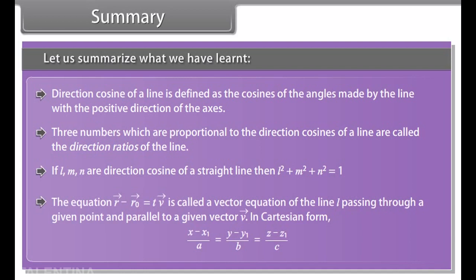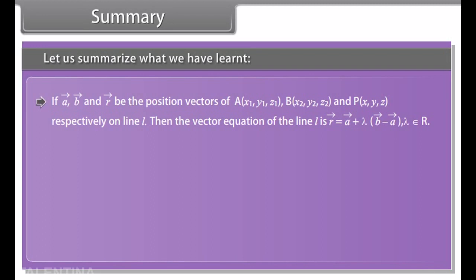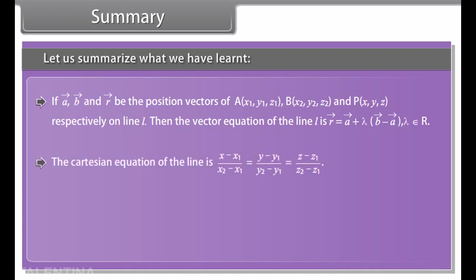In Cartesian form, if vectors A, B, and R are the position vectors of A(x1, y1, z1), B(x2, y2, z2), and P(x, y, z) respectively on line L, then the vector equation of the line L is vector R equals vector A plus lambda times vector B minus vector A, where lambda belongs to the real numbers. The Cartesian equation of the line is x minus x1 by x2 minus x1 equals y minus y1 by y2 minus y1 equals z minus z1 by z2 minus z1.